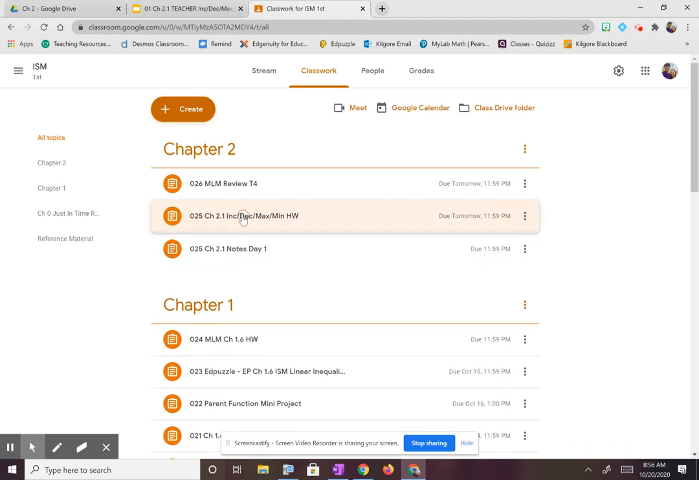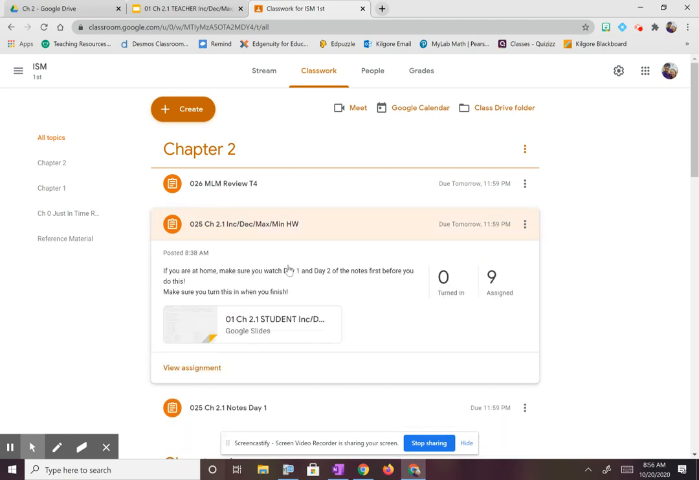Then here is the homework right here. If you're at home, make sure you watch day 1 and day 2 of the notes before you do this. I'll drag day 2 in between these two. Make sure to turn this in when you finish. It's not my math lab homework, it's this, okay? So let's look at this right here.